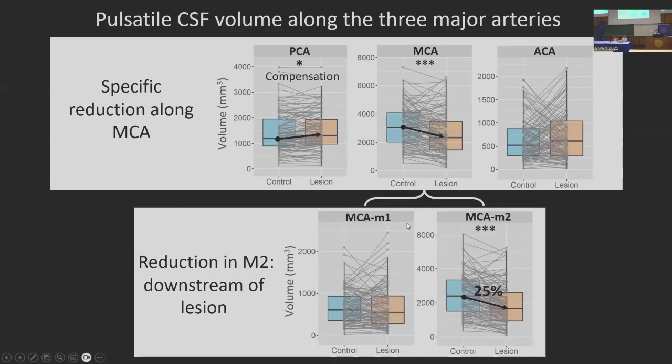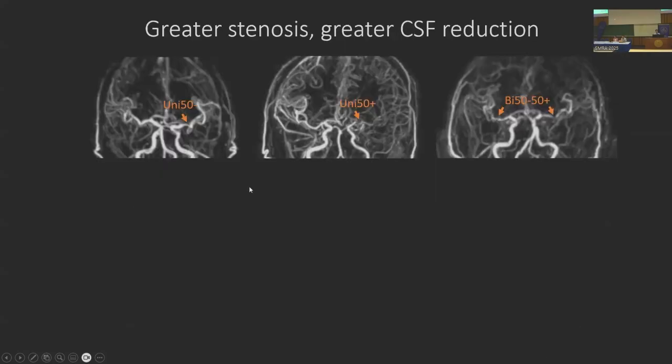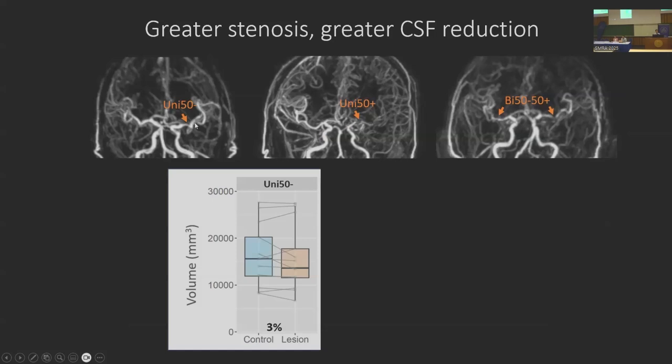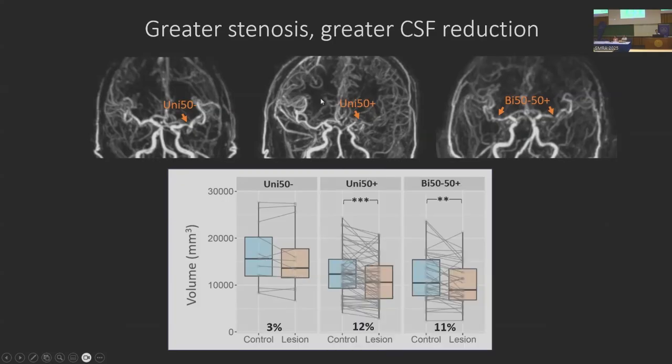When we look at MCA M1 and M2, we found that in M1, where the lesion is located, there is no significant difference, but there is a significant decrease in the M2 part, which is downstream. We also found that if we group the patients into healthy and less than 50% stenosis, the decrease is very small. If it is more than 50% stenosis, or one side less than 50% and one side more than 50%, the decrease is much greater.